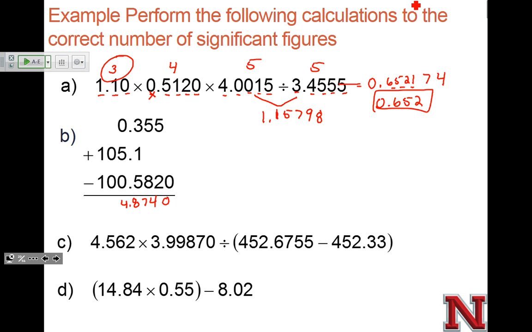So overall, again, in this case, we're adding and subtracting. So we're going to go by our number of decimal places. Here we have 3 decimal places. Here we have 1. And then here we have 4. So our final number should only have 1 decimal place. So we're going to round, and that's of course going to round to 4.9 because 7 is larger than 5.